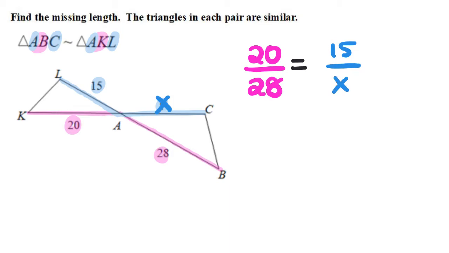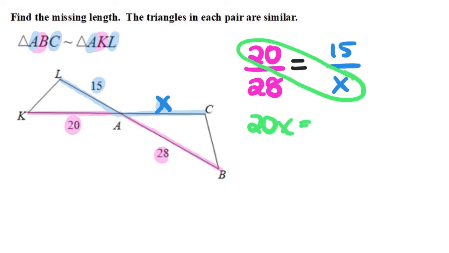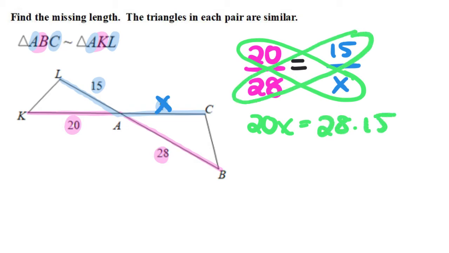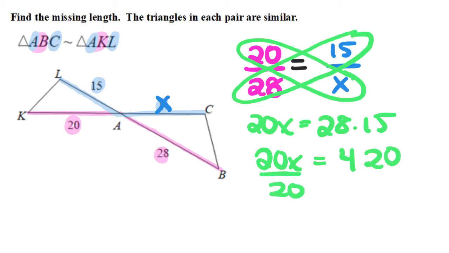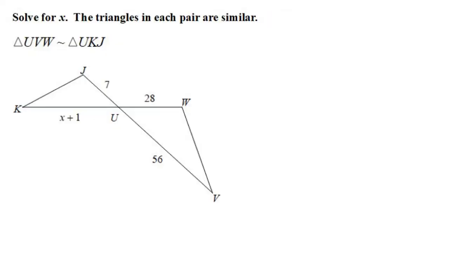So now I'm going to cross multiply to solve. When I do that, I get 20x, 28 times 15, and if we simplify, we get 20x equals 28 times 15, which is 420. Then if I divide both sides by 20, I get that x is equal to 21 as your final answer.